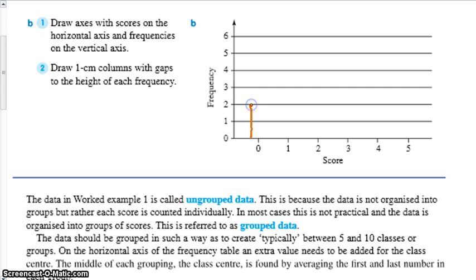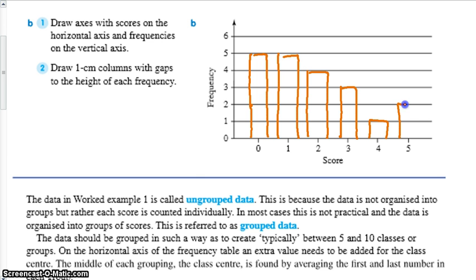So what you do, how many zeros did we have, by the way? We had 5. And then leave half of one of them. Gap. How many ones did we have? 5. How many twos? 3. One and two. You need gaps in between.